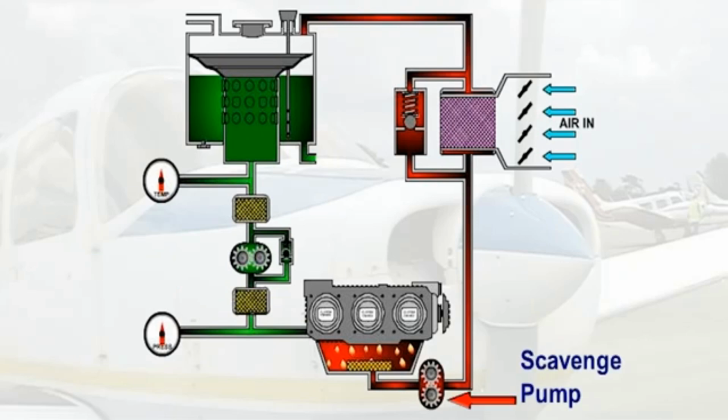The scavenge pump returns the oil which has passed through the engine into the sump back to the oil tank. Essentially, it's the same design as the pressure pump, but larger. This is because to maintain a dry sump, the scavenge pump needs to be of a larger capacity than the pressure pump.